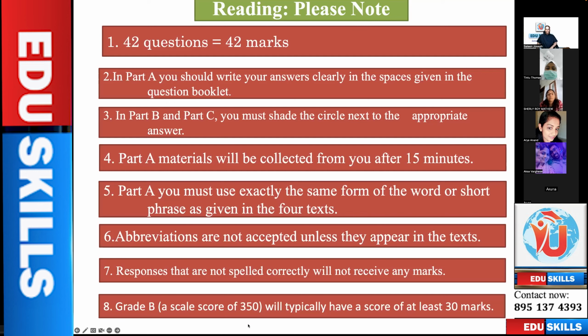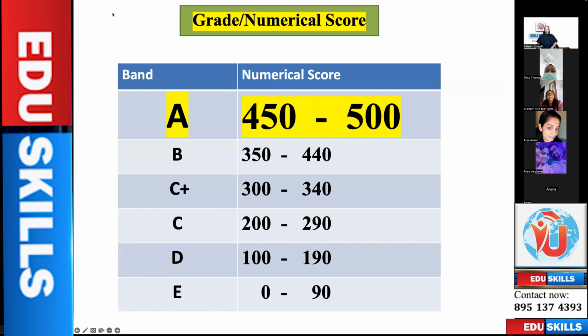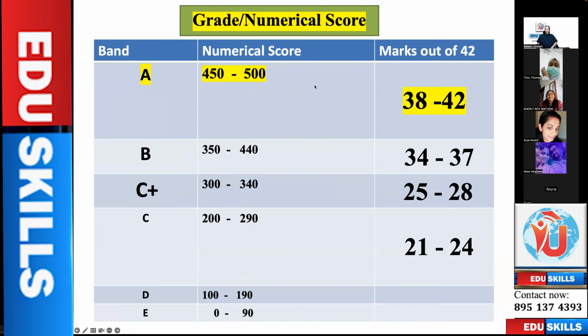And point 8: for Grade B, a scale score of 350 will typically need a score of at least 30 marks. But with EduSkills, we don't train people who want to score Grade B; we train only those who are interested in scoring Grade A. I'll tell you the reasons later. This is what we said: we focus only on 450, not below. And if you are bothered about just a B grade, maybe this is not your platform, and you can definitely contact someone else for the training. I'll explain why it is so.